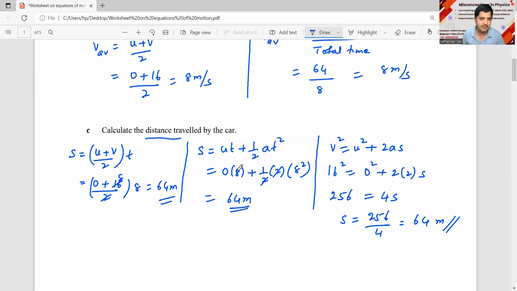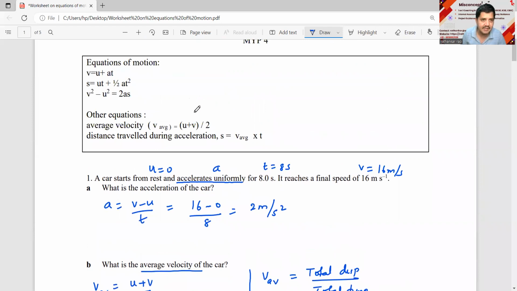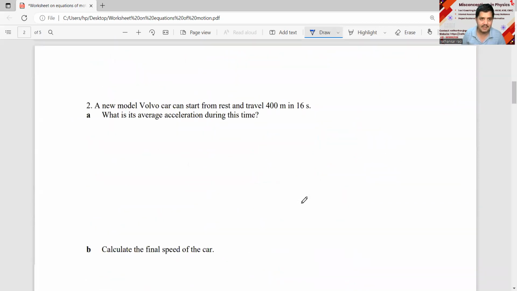Though I have completed the problem within 2 minutes, it will take you some time. Do rewind it and get to know how to solve this particular problem. Right? Have we used everything? Yes, we have used all this. We have used v equal to u plus at, s equal to ut plus half at square, v square equal to u square plus 2as, v average. See, all the formulas have been employed. Okay, let me proceed further.